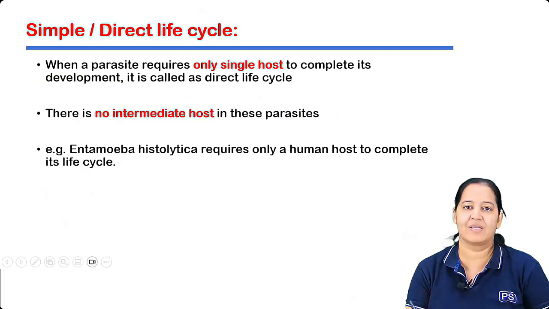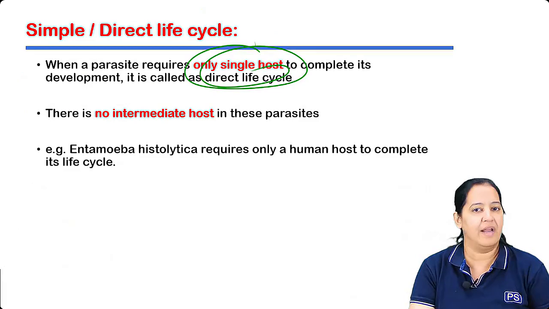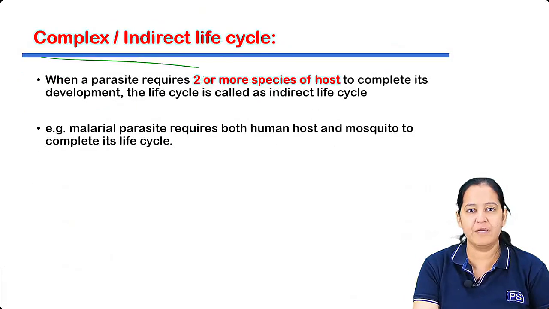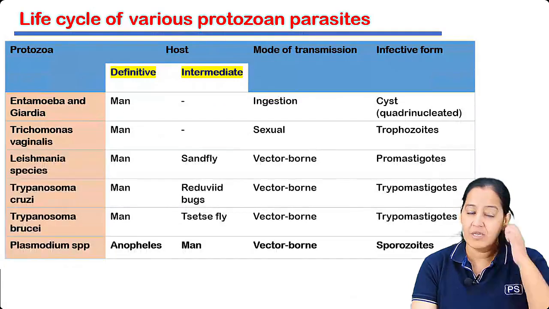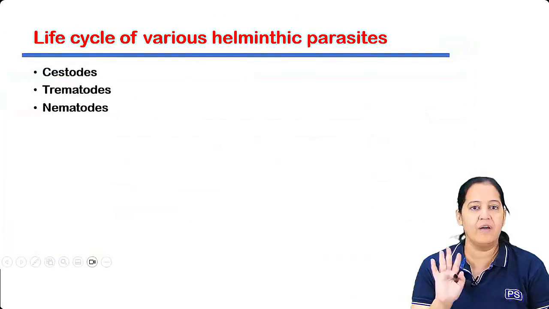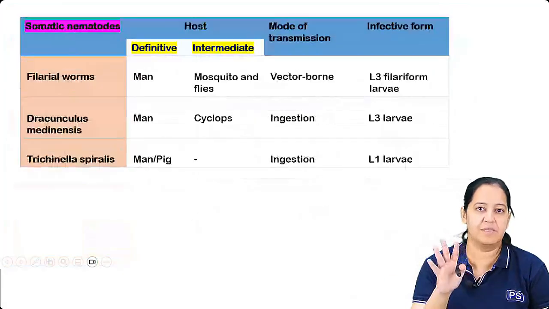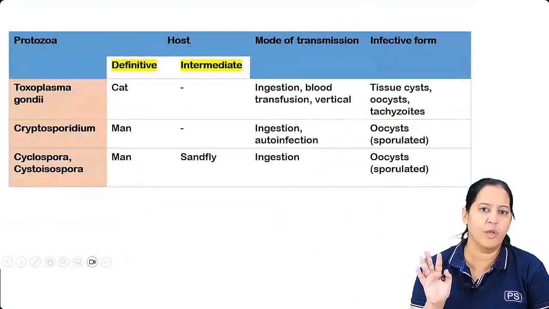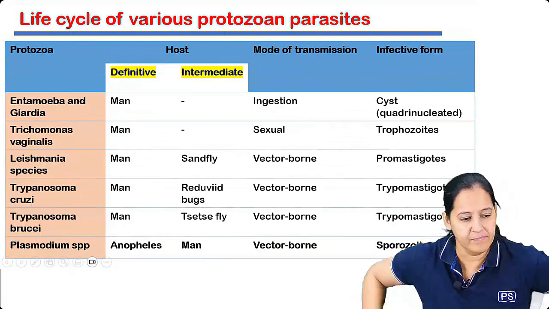So listen. After this, the same thing is written. Here only we have one host, and that is definitive host, there is no intermediate host. Simple life cycle. And complex has two or more, two or three hosts. So here I have given the tables. I have given the tables to you. Are they given in your notes or not? I guess they are given. I must have given them in print.